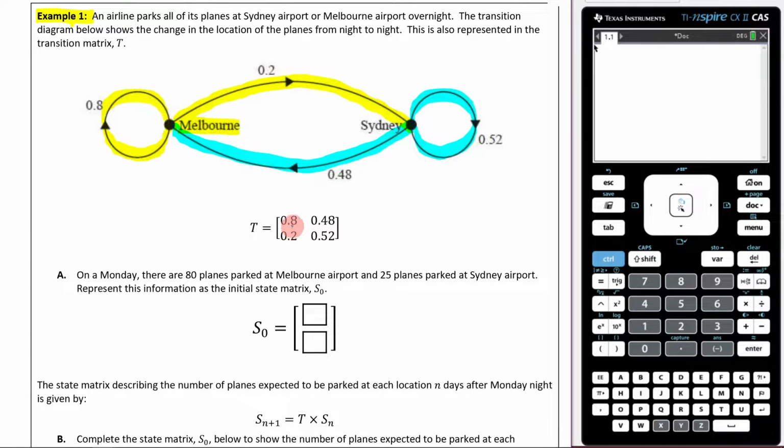So as you can see, we've got 0.8, 0.2, 0.48, 0.52. So that must mean that this is going to be Melbourne, this will be Sydney, this will be Melbourne, this will be Sydney. So if it's beginning in Melbourne, 80% of those beginning in Melbourne will remain in Melbourne, while 20% of those in Melbourne will go to Sydney. And then over here, 48% of those that are in Sydney will go to Melbourne, and 52% of those that are in Sydney will remain in Sydney. So that is our transition matrix there.